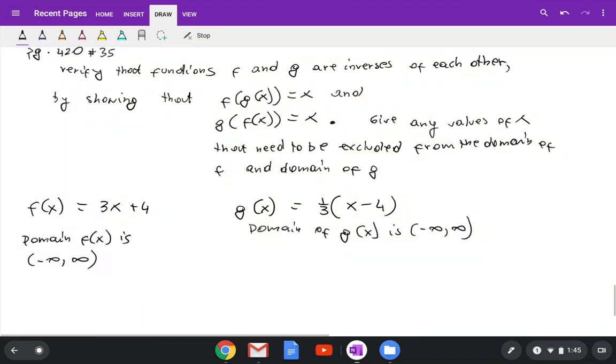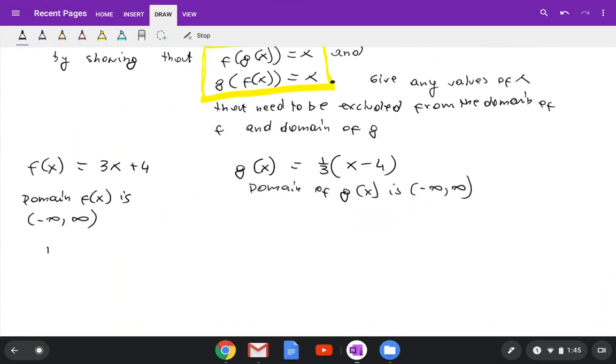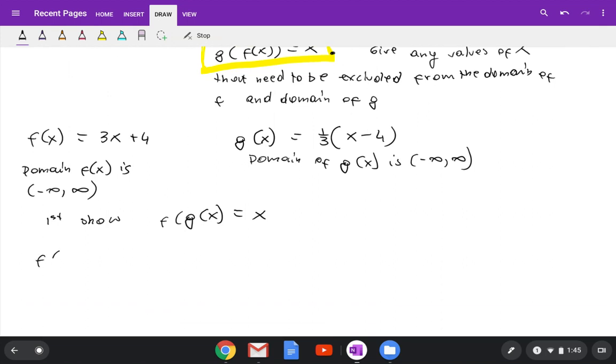So now we need to show that f of x and g of x are inverses of each other. Okay, how are we going to do it? By the theorem, if functions are one to one, which all linear functions are one to one, a function composed with its inverse will always give you x. So this is what we need to prove. So first, we need to show that f composed with g of x is equal to x. So let's create that composition, f composed with g of x.